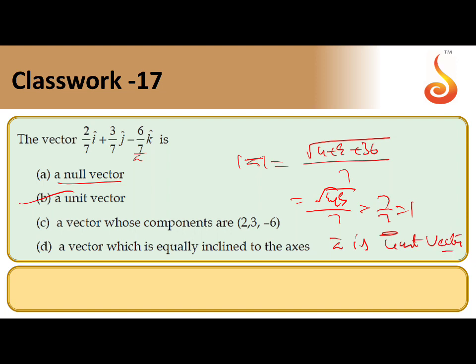So that means A bar you can take as the given vector, and for the magnitude of the vector, the denominator is 7, keep it as it is, and the numerator is root over 2 square plus 3 square plus 6 square.